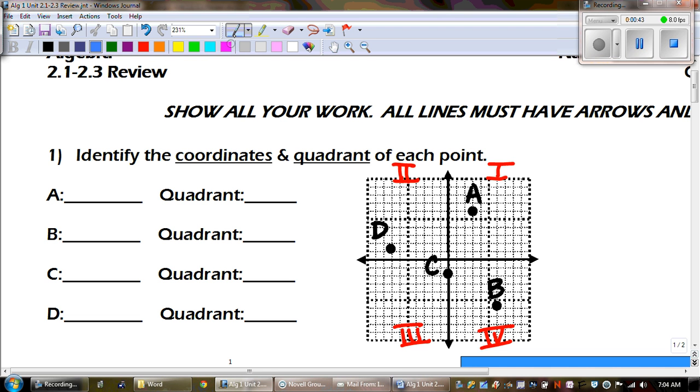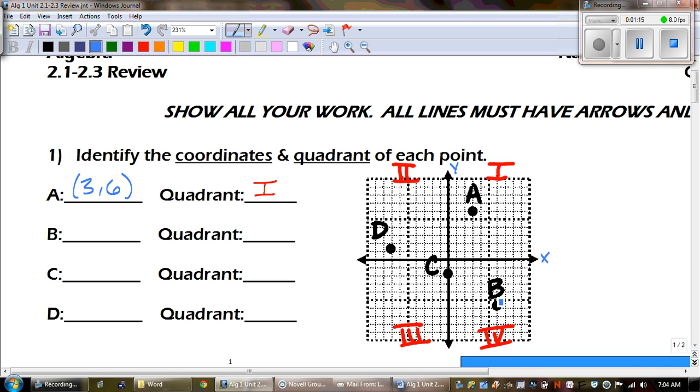All right, so let's take a look at point A. Point A tells me that I need to go, we do the X first. So there's our X-axis and there's our Y-axis. So we have to go 1, 2, 1, 2, 3 spots, 5, 6. So A is 3, comma 6, and I can tell that that's in quadrant 1. And remember, when we're writing the quadrants, we have to use Roman numerals.